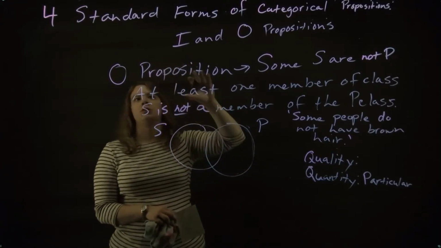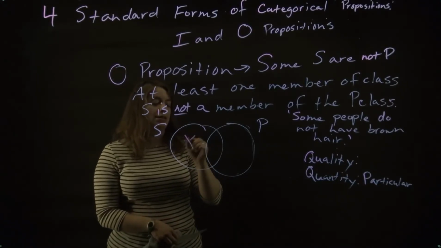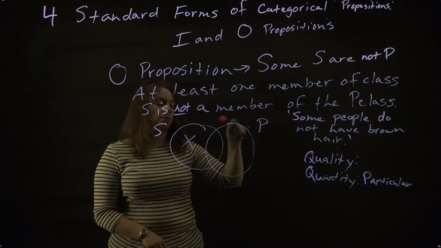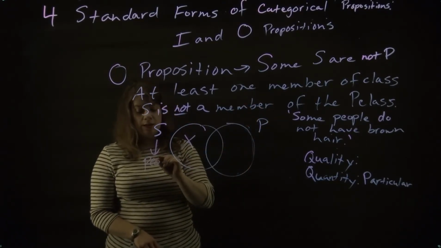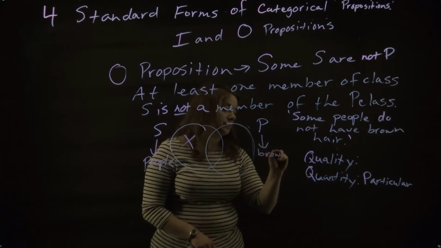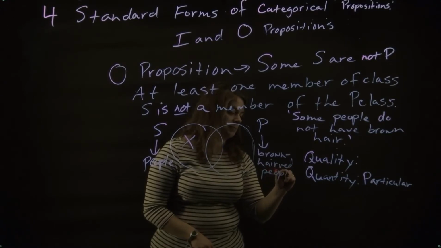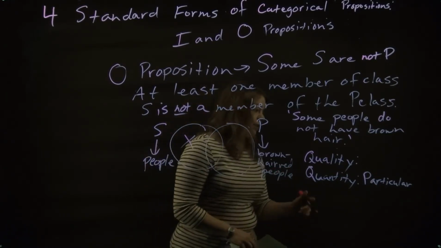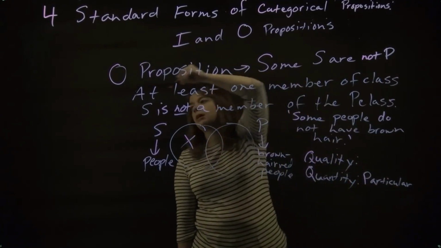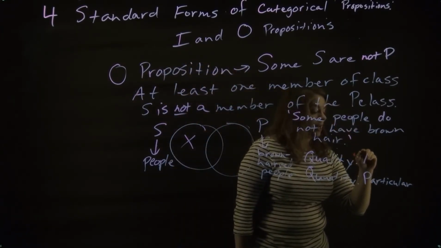So again, this is the O proposition, not the I, the O. With O propositions, what we're saying is there's at least one member of the S class, in this case people, that is not a member of the predicate class, which is brown-haired people. And again, the quantity on these O statements is that they are a particular claim. They're only referring to some members of a class. And the quality of this would be negative.